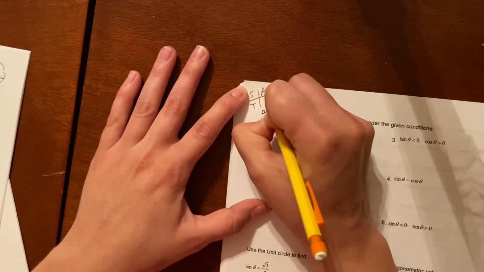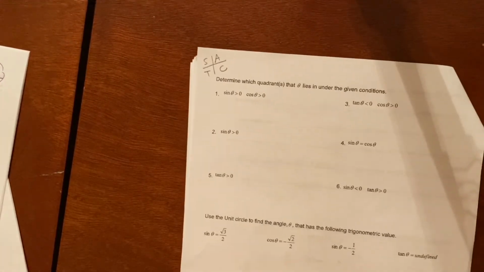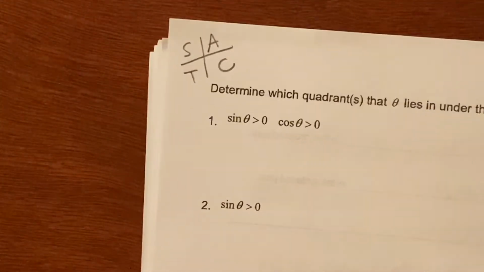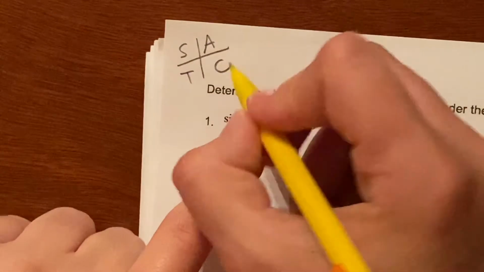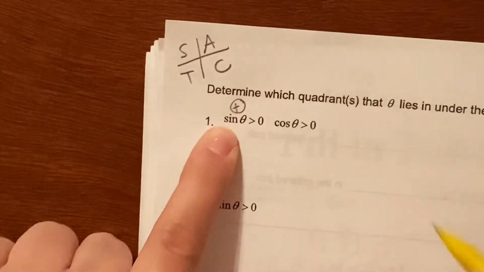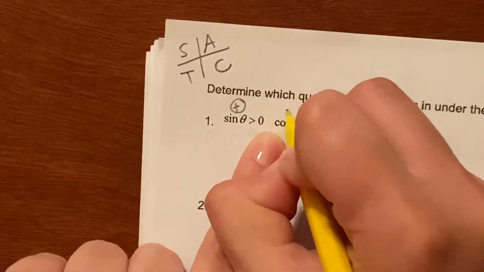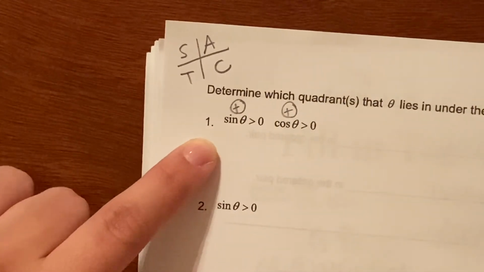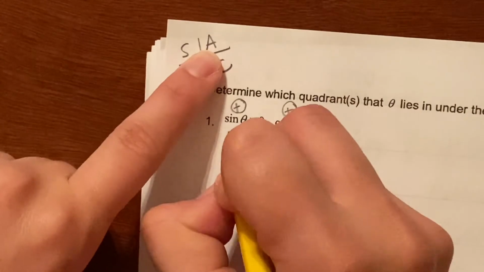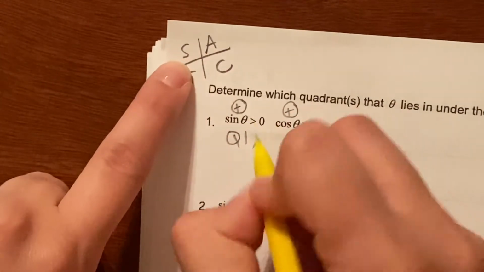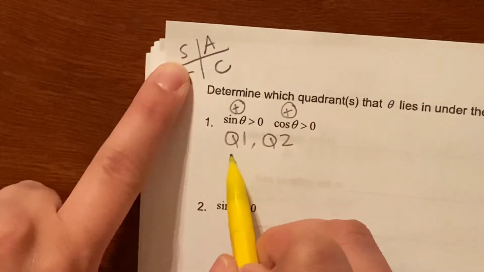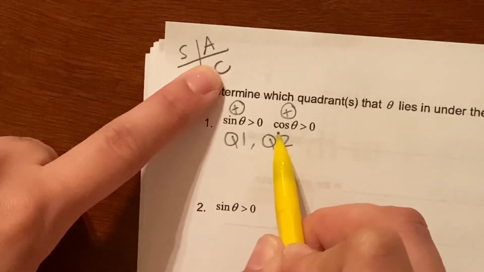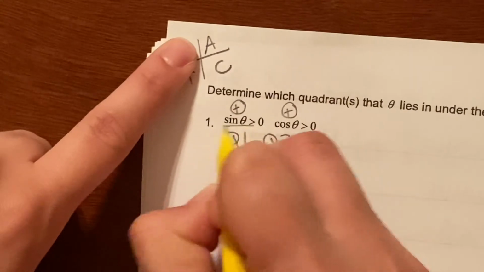All students take calculus. Okay, so reading these inequalities. Sine is greater than 0 and wants sine to be positive. Cosine is greater than 0 and wants cosine to be positive. So let's look first, where is sine positive? In all, so quadrant 1, and sine, quadrant 2. But out of both of these, which one of them is cosine also positive? Well, just quadrant 1.